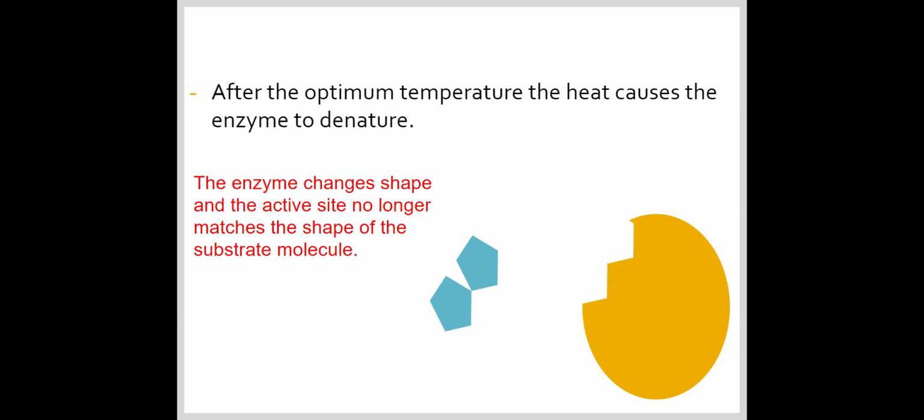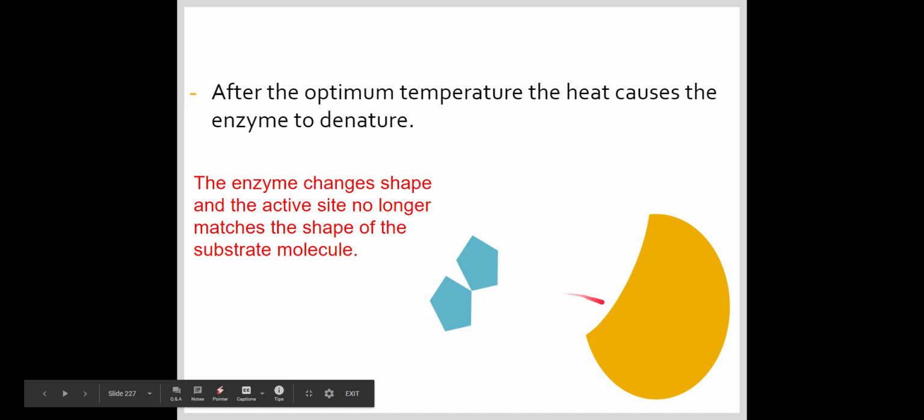We can see there that the enzyme, the active site itself, changes shape. So that means that this substrate can no longer bind to form the enzyme substrate complex.